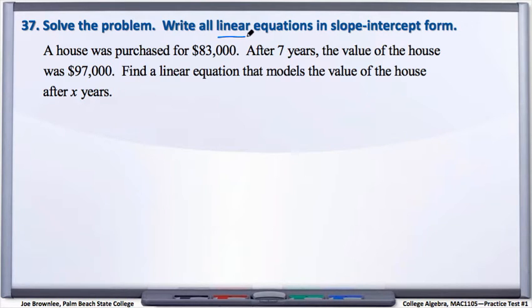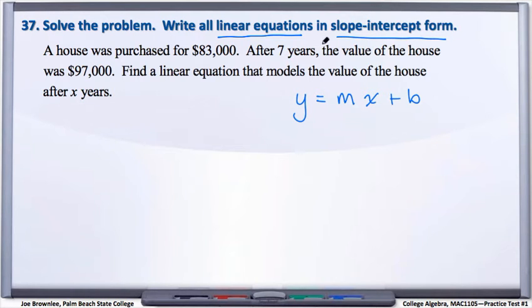We're coming up with some sort of linear equation in slope-intercept form. And we know by now that the slope-intercept form is y equals mx plus b. So let's read our word problem here and see how we can use this slope-intercept form to help us solve the problem. So they tell us that a house was purchased for $83,000, and after 7 years the value of the house was $97,000, and we are to find a linear equation that models the value of the house after x years.